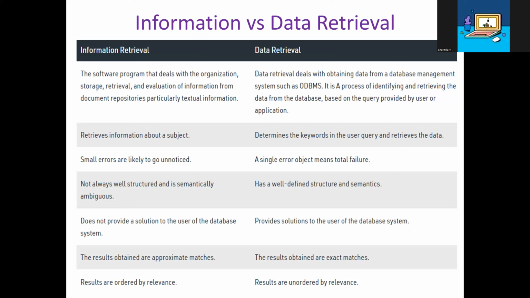In information retrieval, they provide a solution to the users of the system. But in data retrieval, it provides a solution to the users of the database system. In the results obtained, information retrieval matches approximately. But in data retrieval, an exact match will be provided. In information retrieval, results are ordered by relevance. But in data retrieval, results are not ordered by relevance.